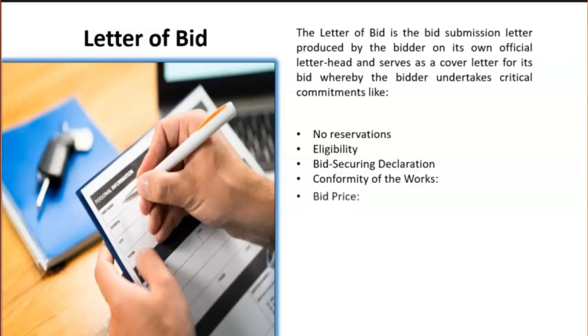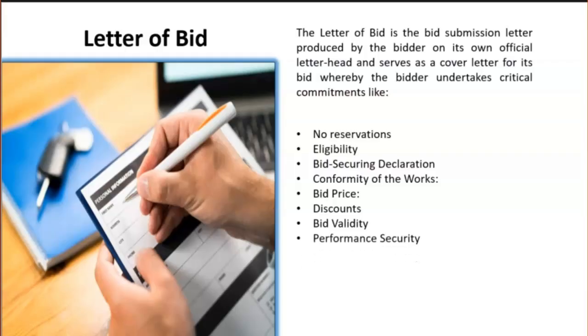Bid price. Here, the bidder states its total price of the bid, excluding any discount, as well as its price per lot. Discount. The bidder states here the discount it is offering to its bid price, and the methodology for its application. Bid validity. The bidder commits here to hold its bid valid until the date specified in the bidding document or its addenda, and it shall remain binding upon the bidder and may be accepted at any time before the expiration of that period.